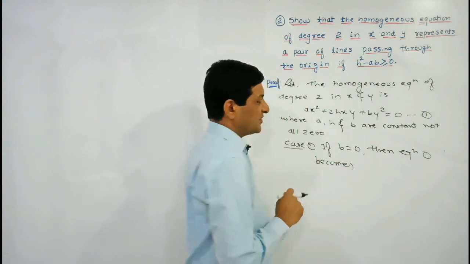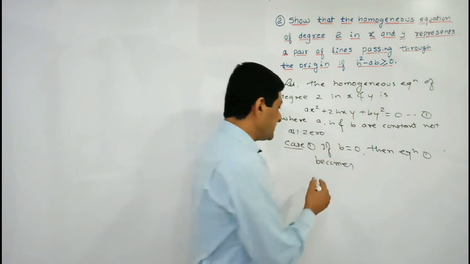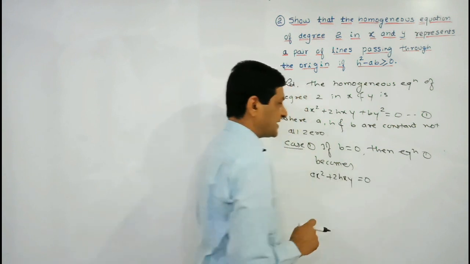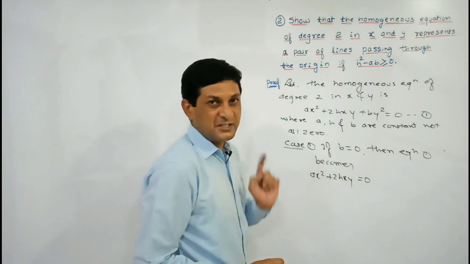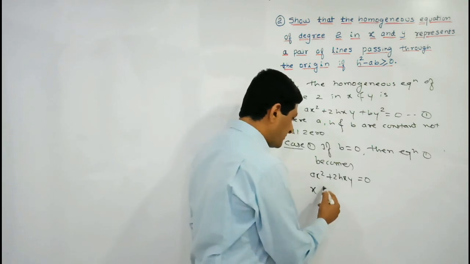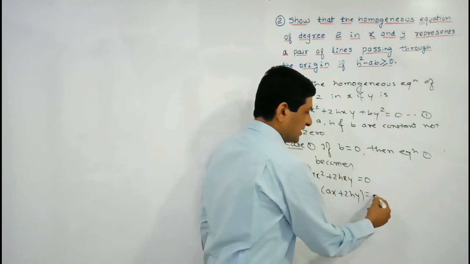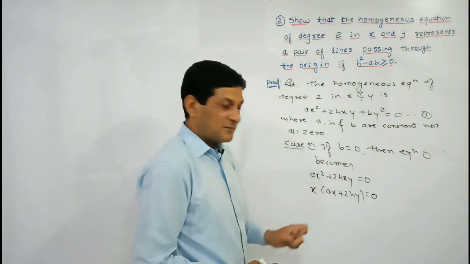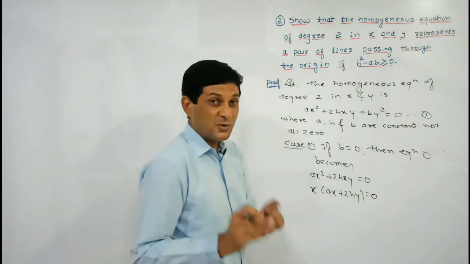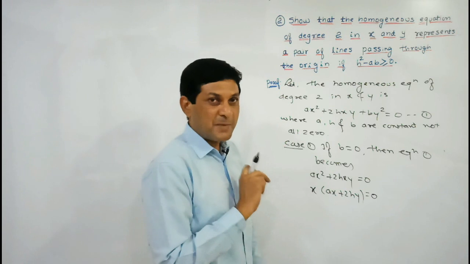so observe the equation number first. If b becomes 0, so 0 into any number is 0, means this term will become 0. Means which are the remaining terms? Remaining terms are ax square plus 2hxy. On this side 0, keep it as it is. If b is equal to 0, this equation can be written in this form. That last term will get eliminated. Now from these two terms, if we take x common, what we will get? x times (ax plus 2hy). Simply we have taken x common from both the terms. Here we can observe that product of two terms is there. If you observe, first term x is equal to 0 and second term ax plus 2hy is equal to 0. Means here product of two equations is there, and both the equations represent pair of lines passing through the origin.